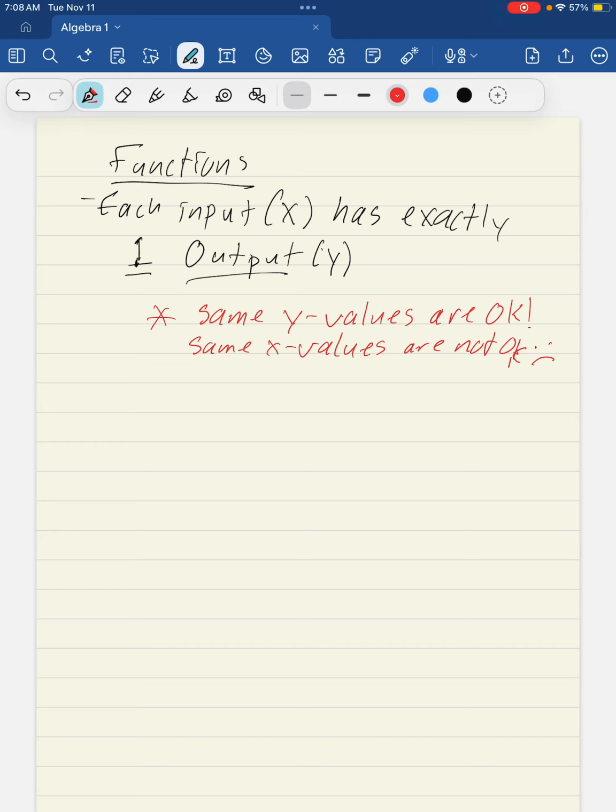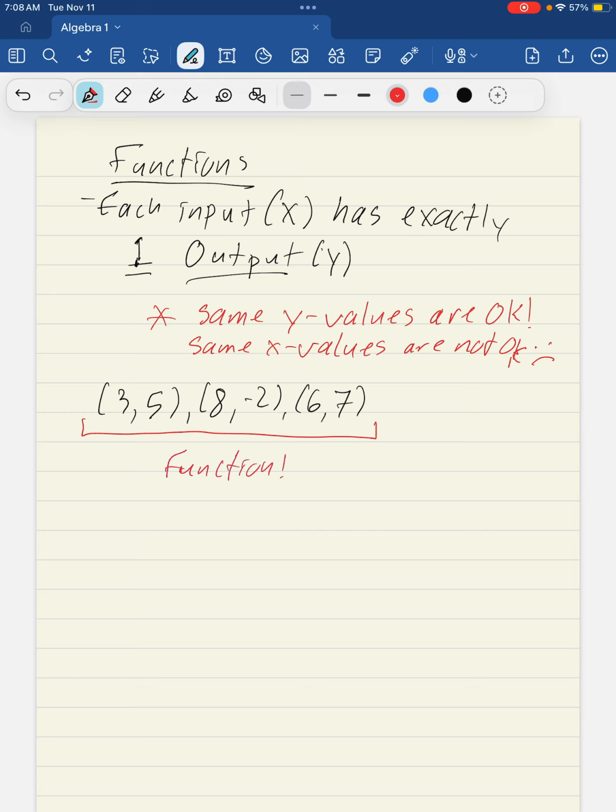Now, what do I mean by that? I will show you. So here's an easy function. We've got 3, 5, 8, -2, and 6, 7. So this guy's a function. How do we know that? What I look for is I look at the x's. Do the x's repeat? No, they do not. We only have one 3, one 8, one 6. So that is a function.